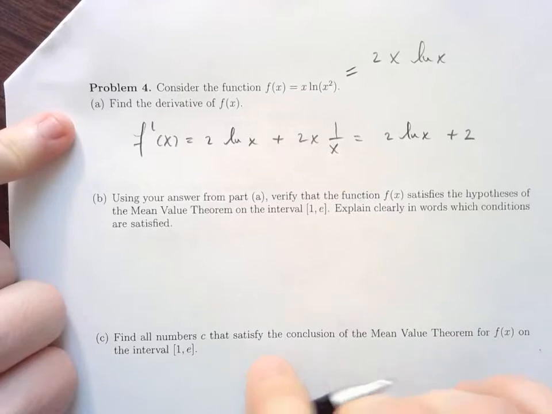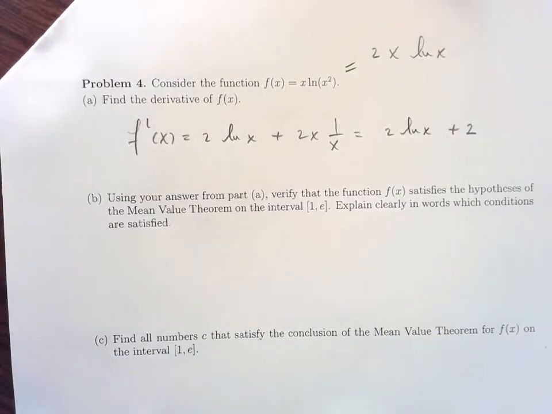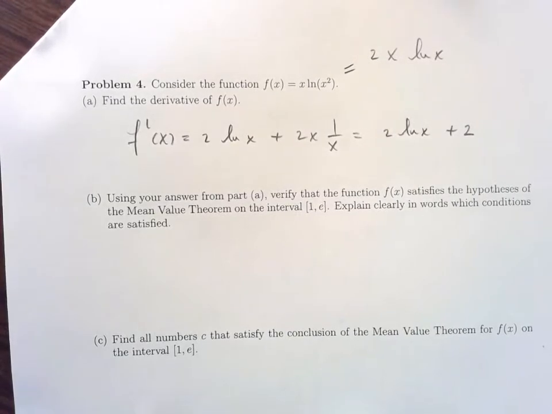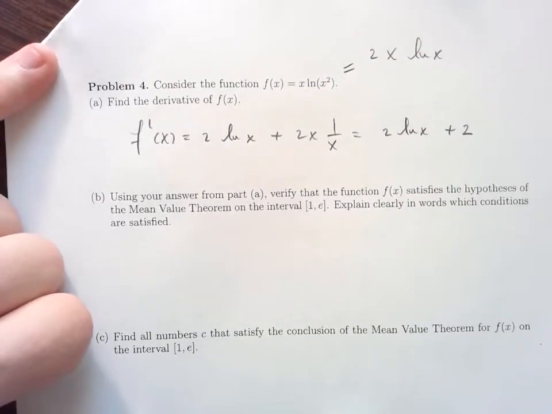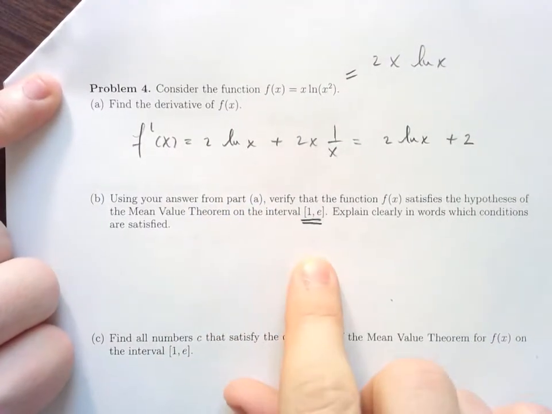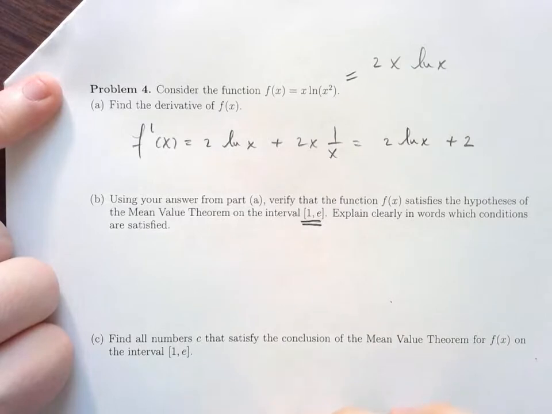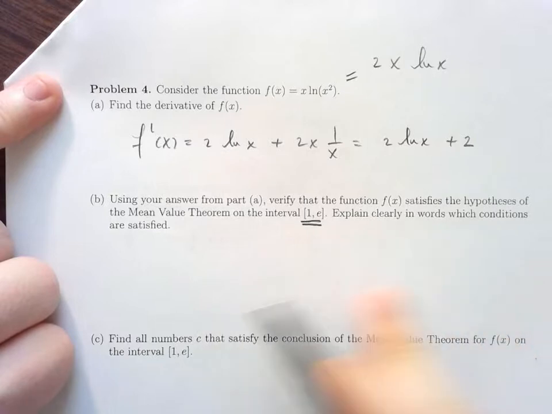Now we want to verify that the function satisfies the hypotheses for the mean value theorem. The mean value theorem basically states that if the function is continuous on a closed interval, which we're given here, 1 to e, and differentiable in the open interval 1 to e, then it satisfies the conditions, right?